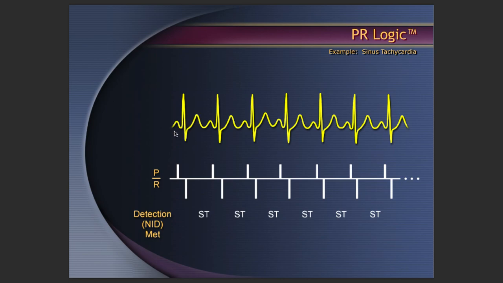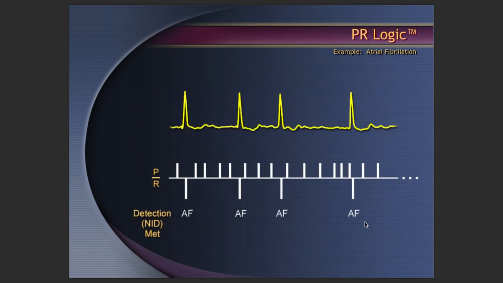So for example, PQRST is the ECG recording which you get. When you try to see it in the intracardiacs, you will see PR, PR, like the atrium ventricle, AV, AV, AV. So this will be diagnosed as sinus tachycardia using the PR logic method. So similarly, over here, what do you notice?